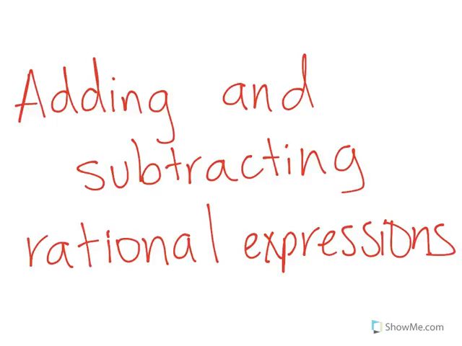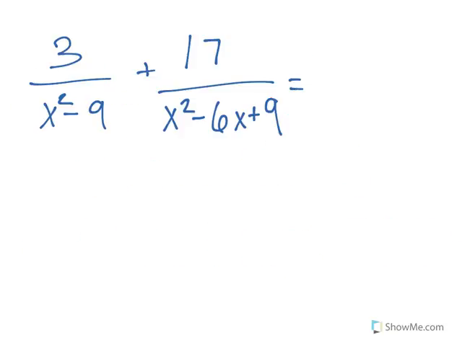Hello, so we will practice how to add and subtract rational expressions. So let's say we had 3 over x squared minus 9 plus 17 over x squared minus 6x plus 9. So we want to factor both denominators and find the LCM.